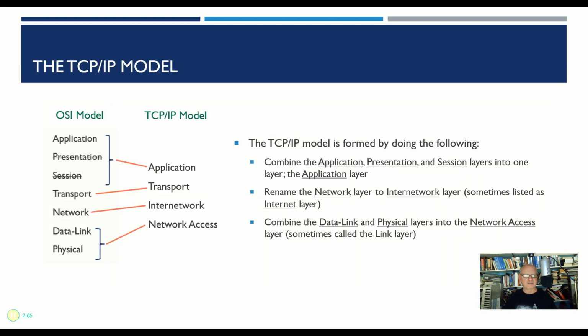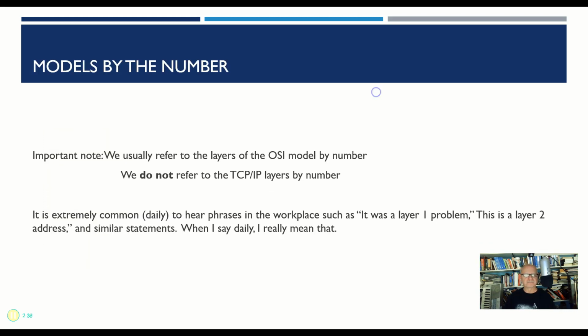So it shakes out like this. We'll take the first three, application, presentation, and session, and we'll combine them into the application layer. The transport layer is the same. The network becomes the inter-network layer, and sometimes you'll just see that listed as the internet layer. And then the data link and physical layers, we'll combine those two and we'll call it the network access layer. Again, sometimes you'll see that listed as the link layer. We kind of change the terminology a little bit over time.